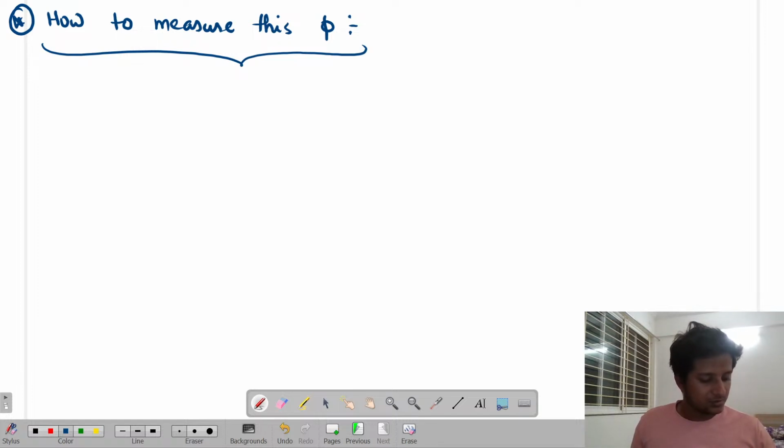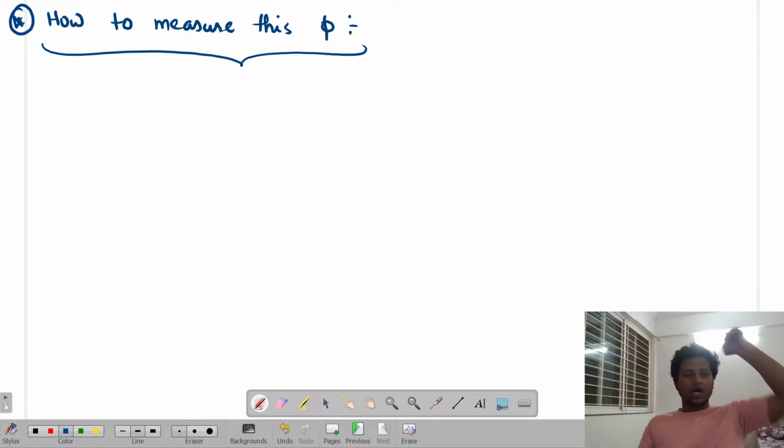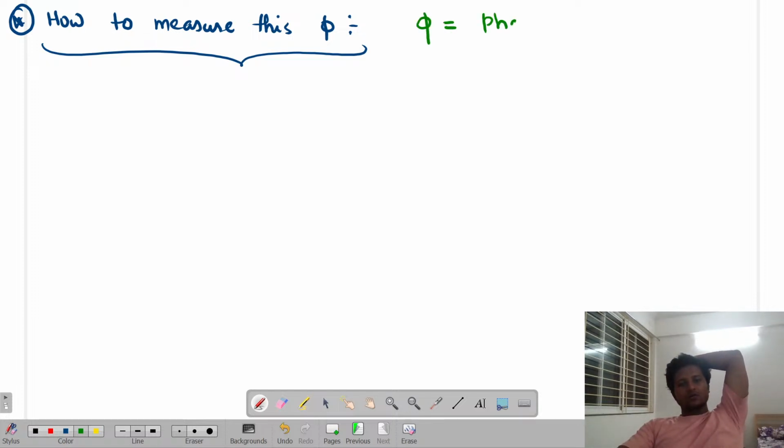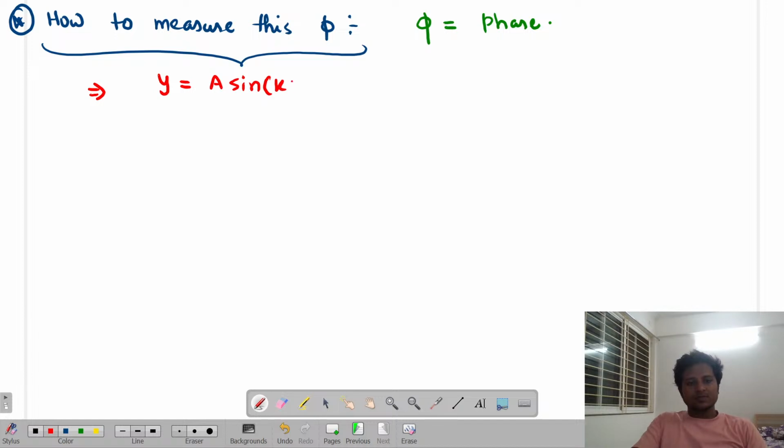So let us just understand how to measure this phi. Basically, this phi is also known as phase. Phase, not space. It's a phase. So the question arises, what is this phi? If we know that the wave equation is written as y = a sin(kx - omega t + phi), now if I put t equal to 0 and x equal to 0, then y is written as a sin phi.